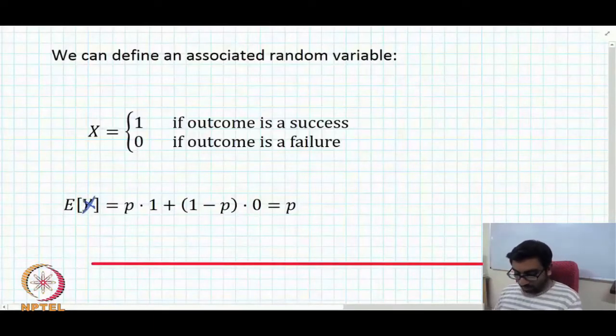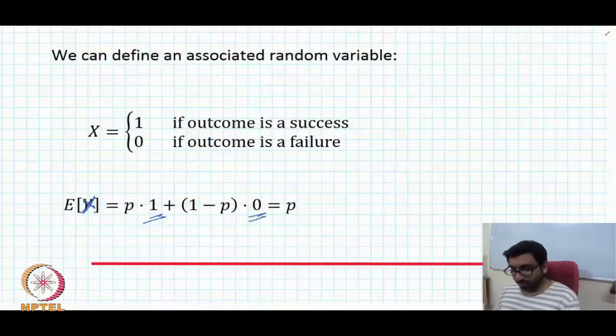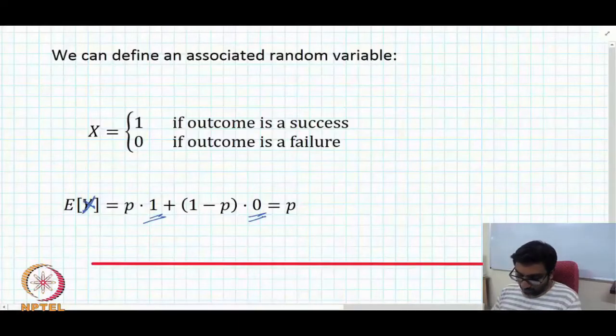Well, there are two values that X can take. X can either take the value 1 or it can take the value 0. And each of these outcomes has to be weighted by their respective probabilities. And so the 1 occurs with probability P, because P is the success probability, and the 0 occurs with probability 1 minus P. And therefore, we can work it out to show that the expectation of X is P.